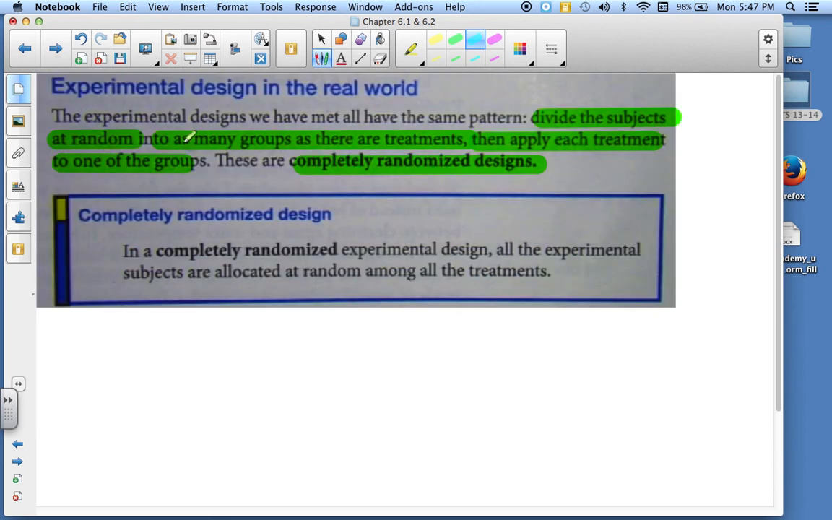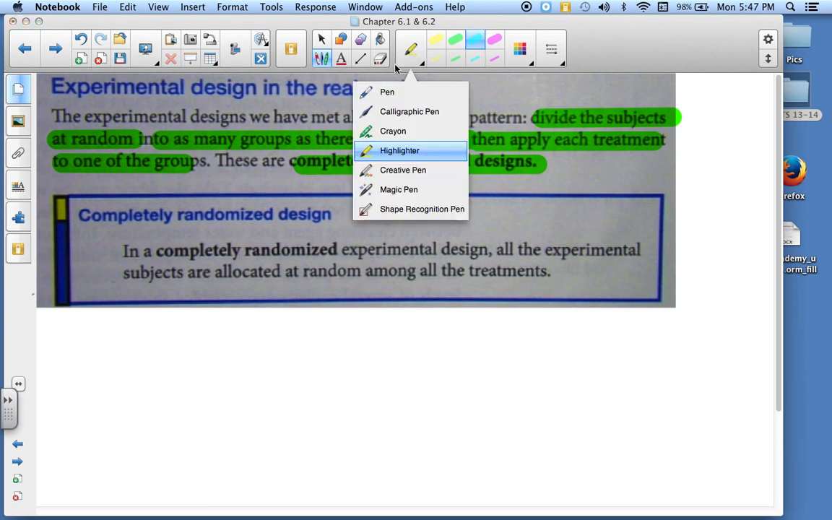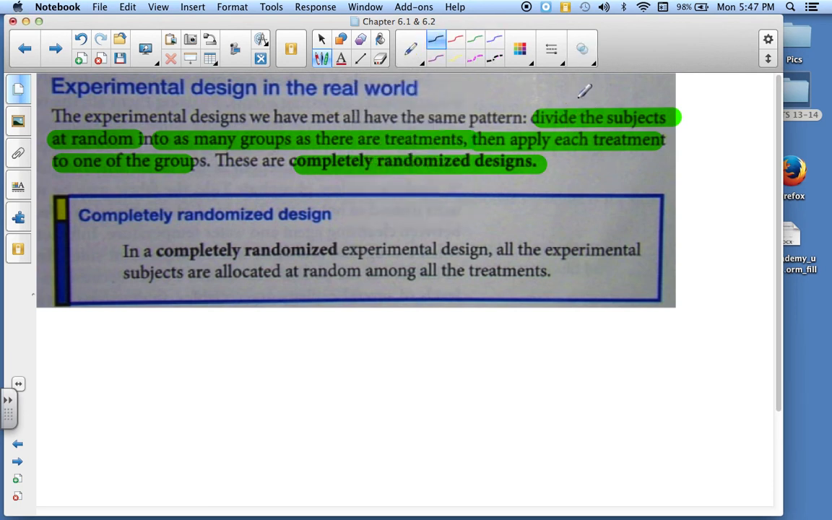All right, experimental design in the real world. Now, here are your steps, okay? Make sure you see this. First of all, divide the subjects at random into as many groups as there are treatments, then apply each treatment to one of the groups, okay? Now, this is called a completely randomized design. Make sure that in the experimental design, all the experimental subjects are allocated at random among all the treatments.